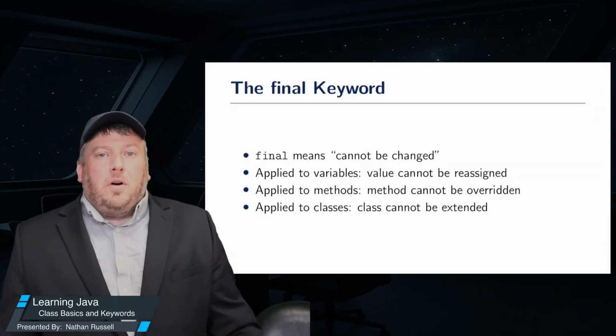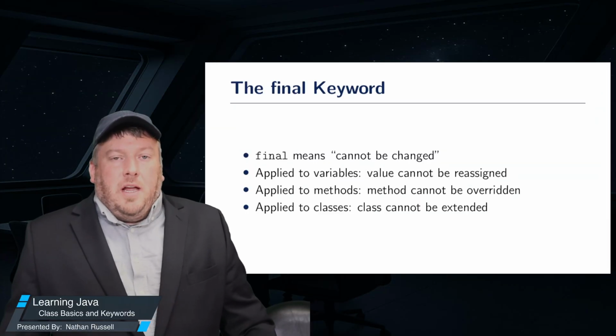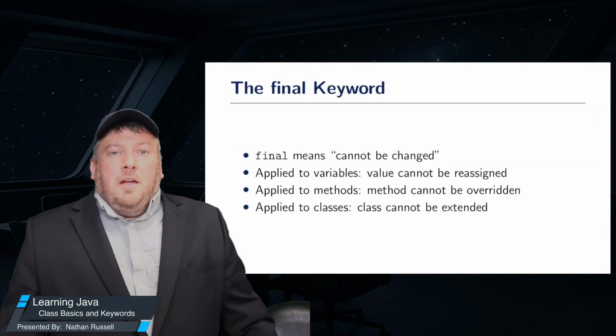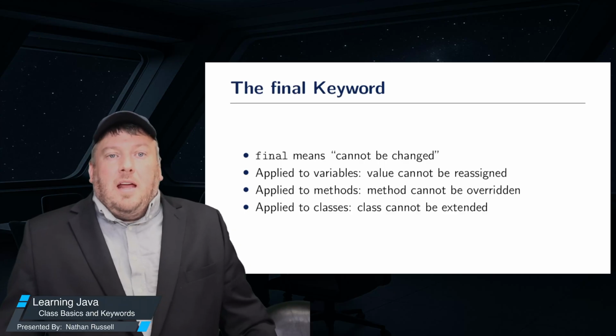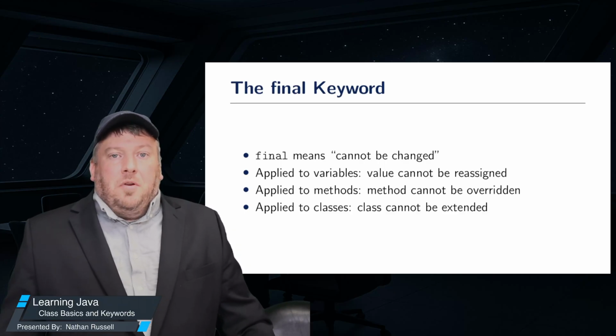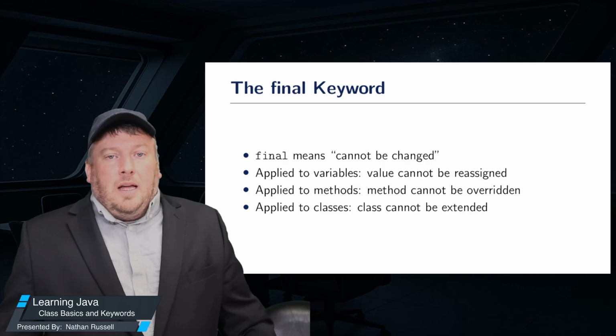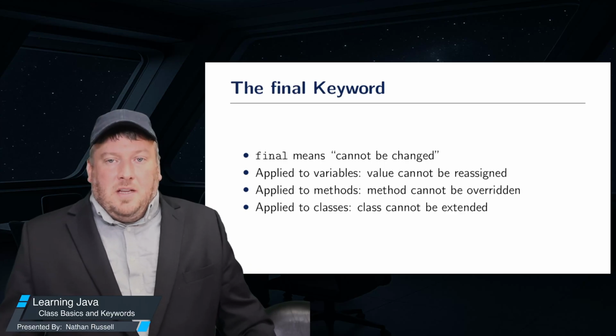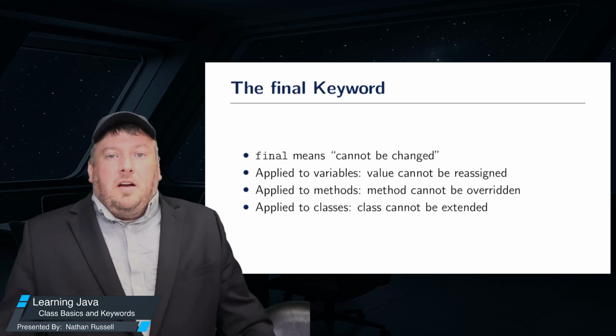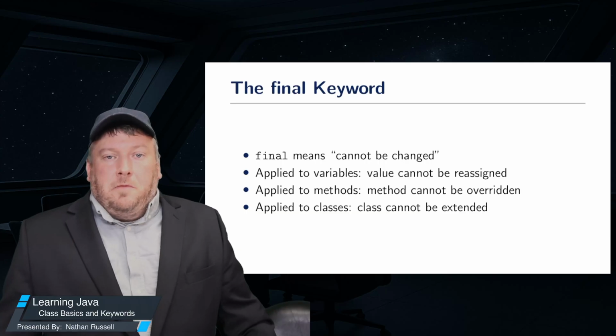The final keyword means that something cannot be changed once it has been set. If applied to a variable, the value cannot be reassigned. If applied to a method, it means it cannot be overridden in a subclass. More on that in future lectures. If it's applied to a class, that means the class cannot be extended at all. Final is a guarantee that a piece of code will remain fixed or finalized.